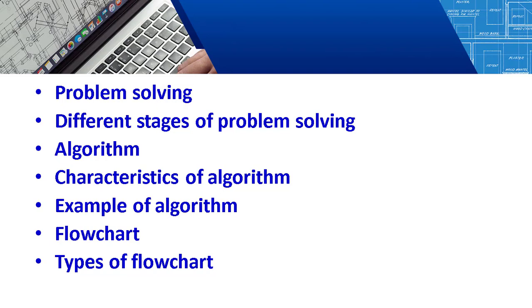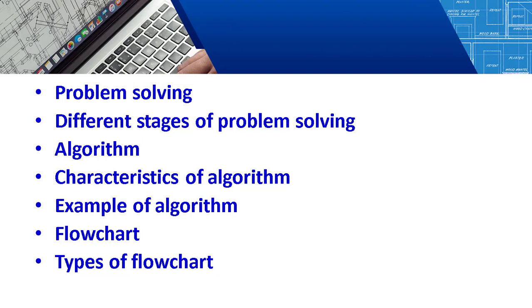In the different stages of problem solving we will be studying how to define, analyze, then design, then we do the coding, and then finally we get the output and do the testing, and finally we do the documentation. Okay, these are the different stages. We will study each stage in detail. And next we are going to study the algorithm: the meaning of algorithm, the characteristics of the algorithm, and I'll give you an example for the algorithm. All these come under the design.